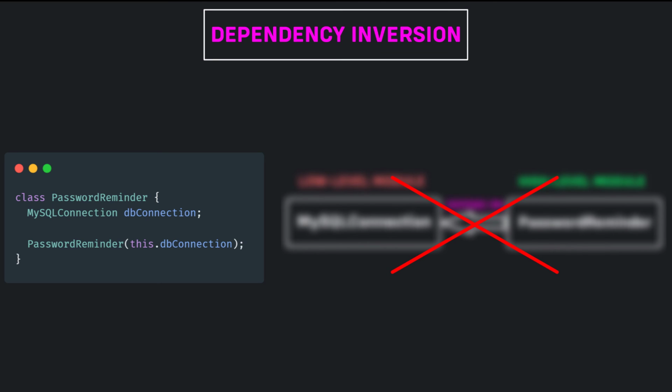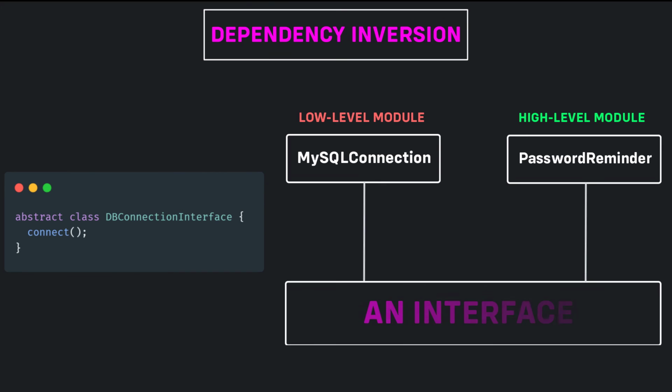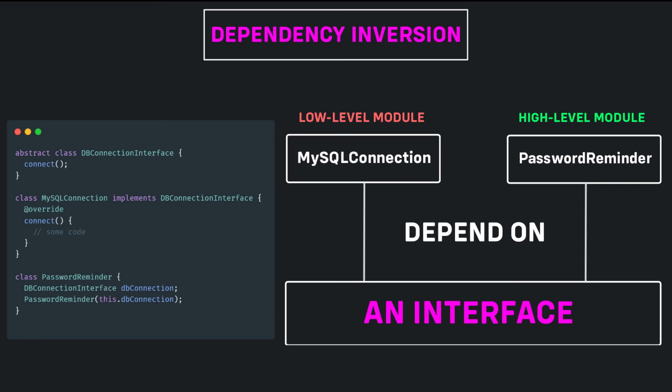To fix this, again, we code to an interface. Since high-level and low-level modules should depend on abstraction, we can create an interface like this. The interface has a connect method, and the MySQL connection class implements this interface. Also, instead of directly type hinting the MySQL connection class in the constructor of the password reminder, we instead type hint the interface, and no matter the type of database your application uses, the password reminder class can easily connect to the database without any problems, and the open-closed principle is not violated.